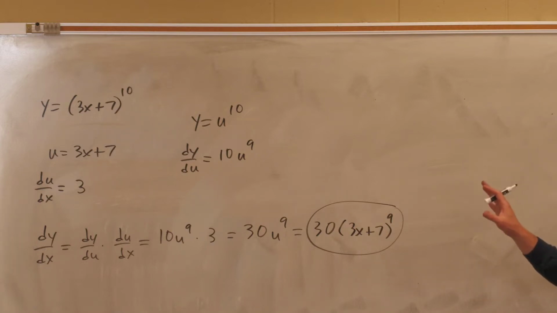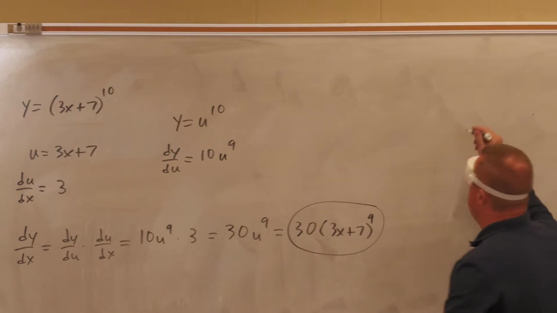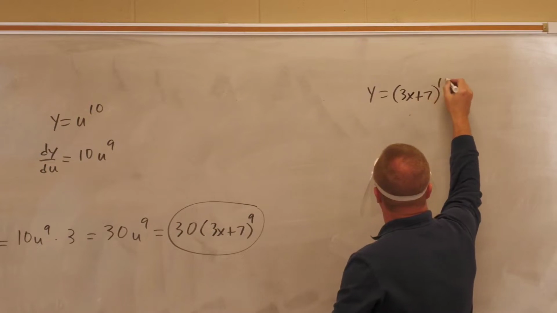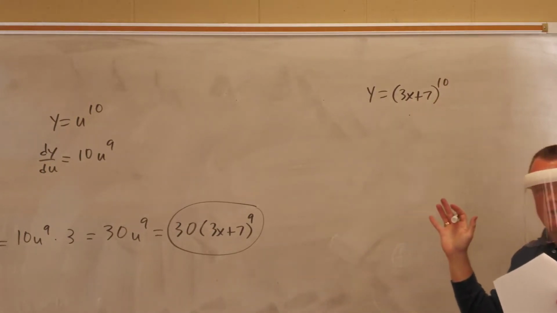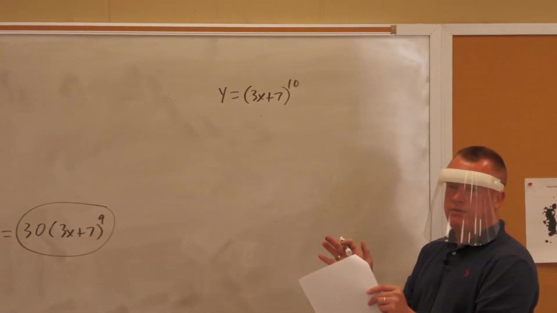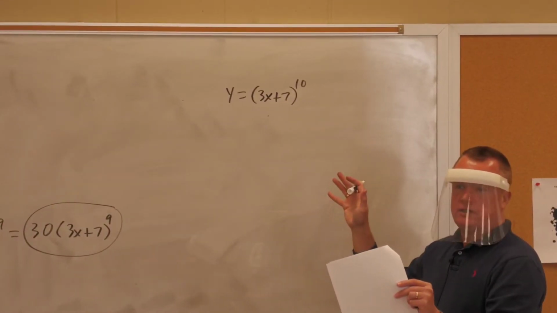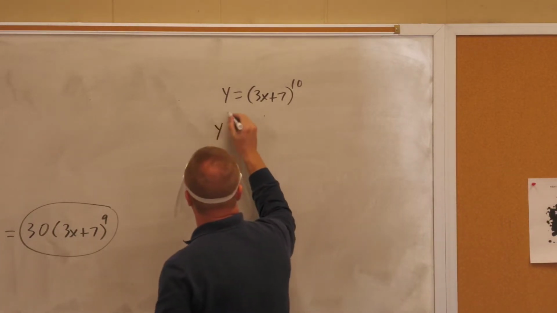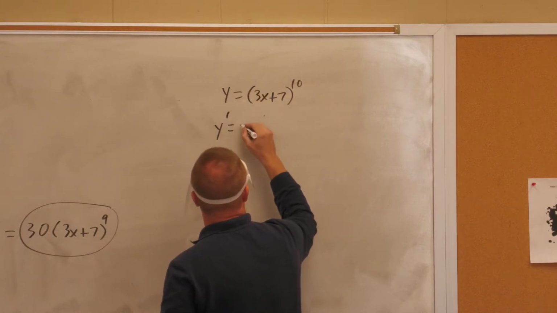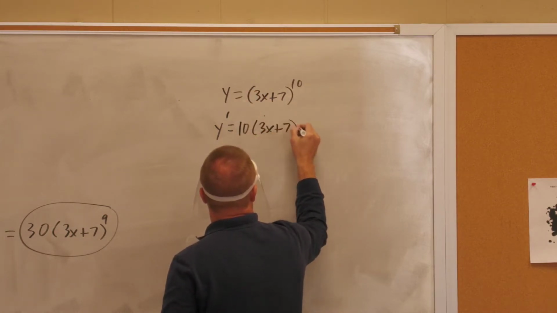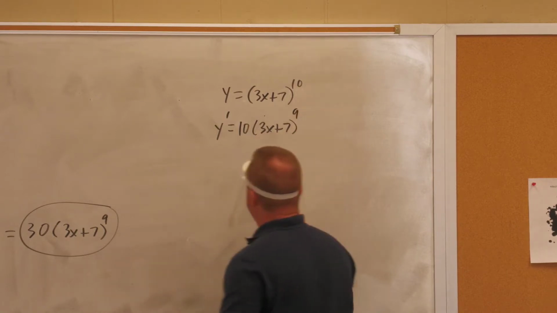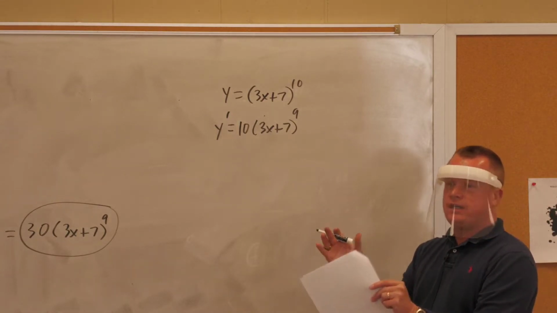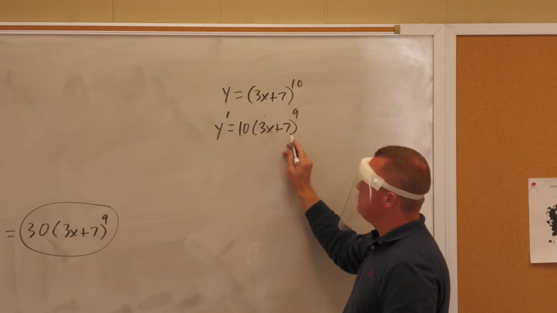Now, without writing the u out, the way we'll start doing these in just a few minutes, I would look at that and say the outside function is the power of 10. The inside function is the 3x plus 7. So first, take care of the outside function. How do I take the derivative with the power of 10? I use the power rule. So y prime equals, I multiply by 10, and then I subtract 1 from the exponent, I get 9. That is the derivative of the outside. Now multiply that times the derivative of the inside. What is the derivative of 3x plus 7? 3.